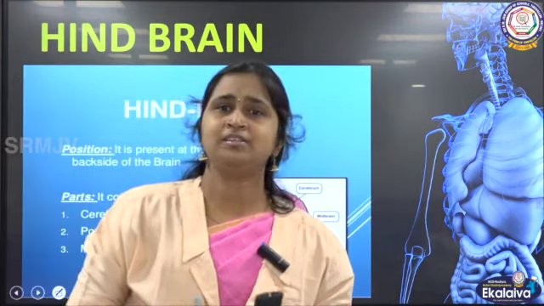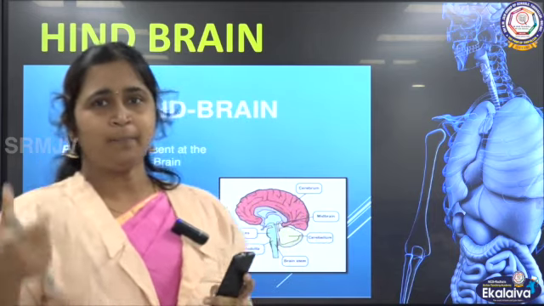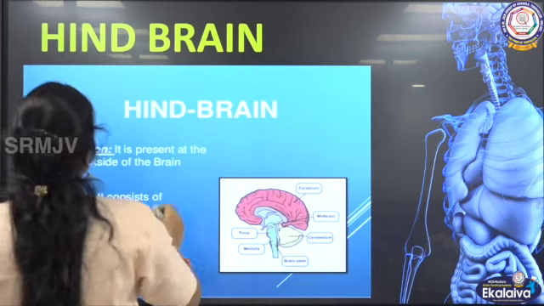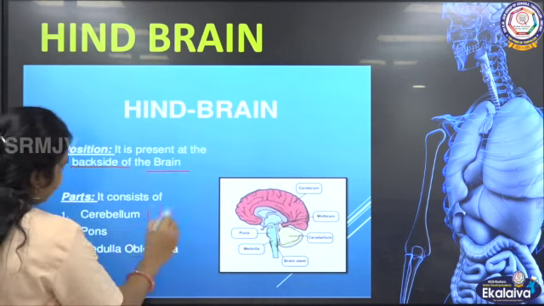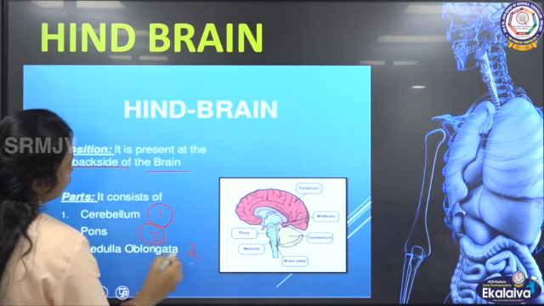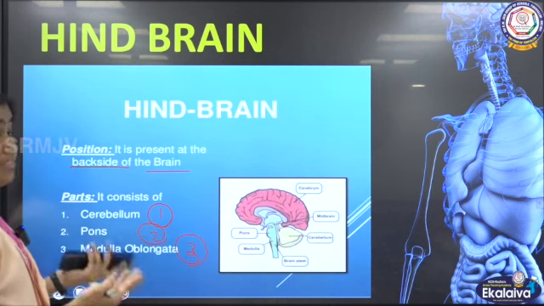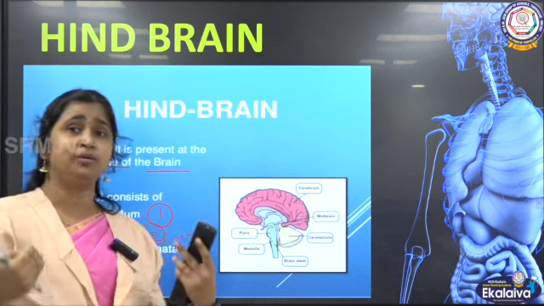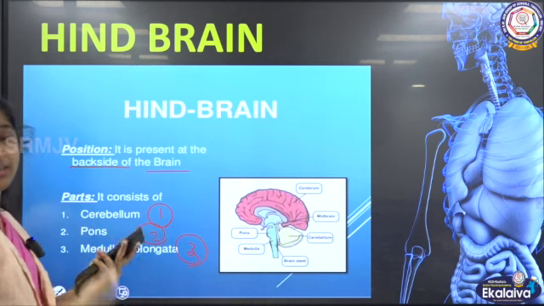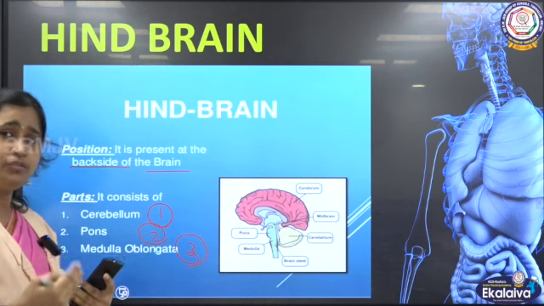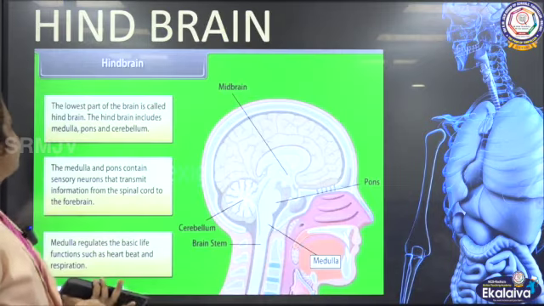Okay, so we'll move to the next, the hindbrain, the last part of the brain. Hindbrain, otherwise called rhombencephalon. Keep in mind, encephalon is nothing but brain. Okay, so position: it is present at the back side of the brain. Parts: cerebellum, pons, medulla oblongata. Already in lower classes you have studied about the cerebellum, which controls posture and balance, right? And then reflex actions like respiratory, cardiac, all those things, this medulla oblongata will control.